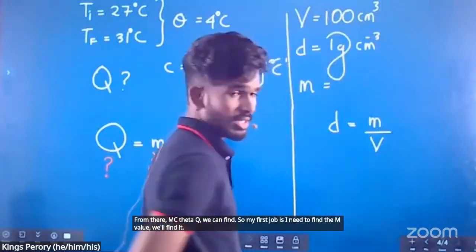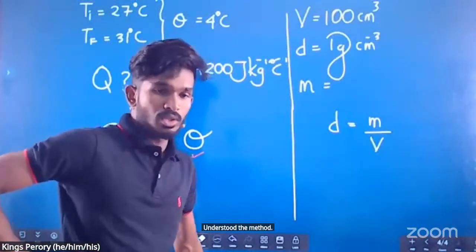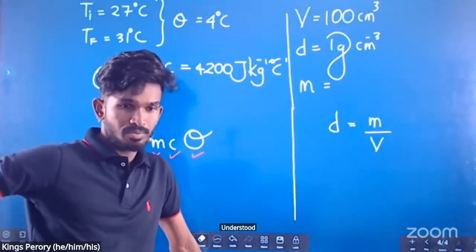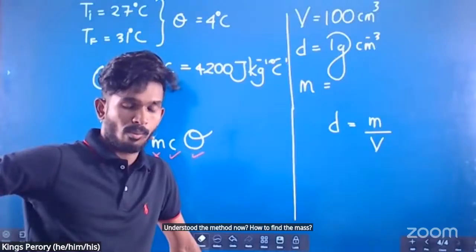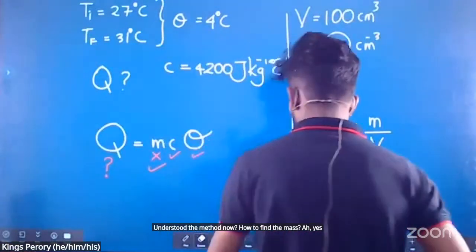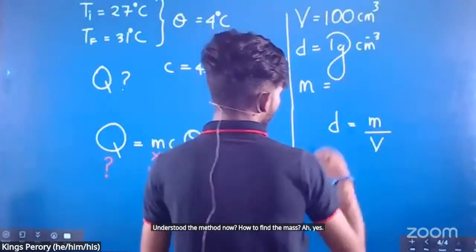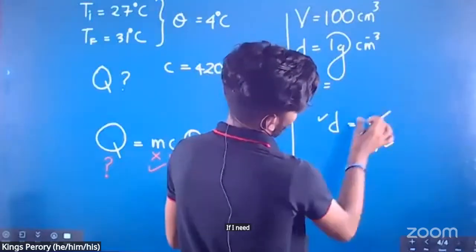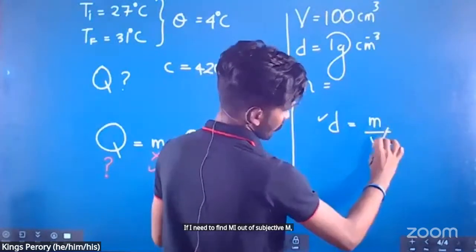Did you understand the method? Those who couldn't do it, do you understand now how to find the mass? Yes. D is given, V is given, M I have to find. If I need to find M, I have to make M the subject. If I make M the subject, volume goes to the other side.